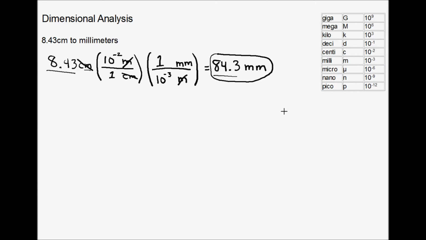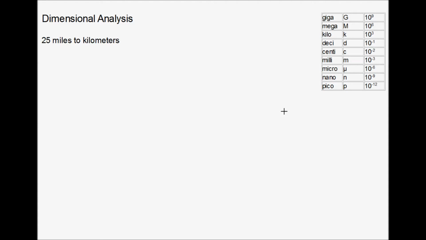Looking at another example now. 25 miles into kilometers. This is a different case because now we're converting from an imperial unit, mile, into an SI unit, kilometer. As we mentioned before, this table is just the prefixes within the SI unit system, so it doesn't allow us to convert from imperial into SI units. We need some sort of conversion factor, and conveniently there is one. It's the definition of an inch, which allows us to do this.